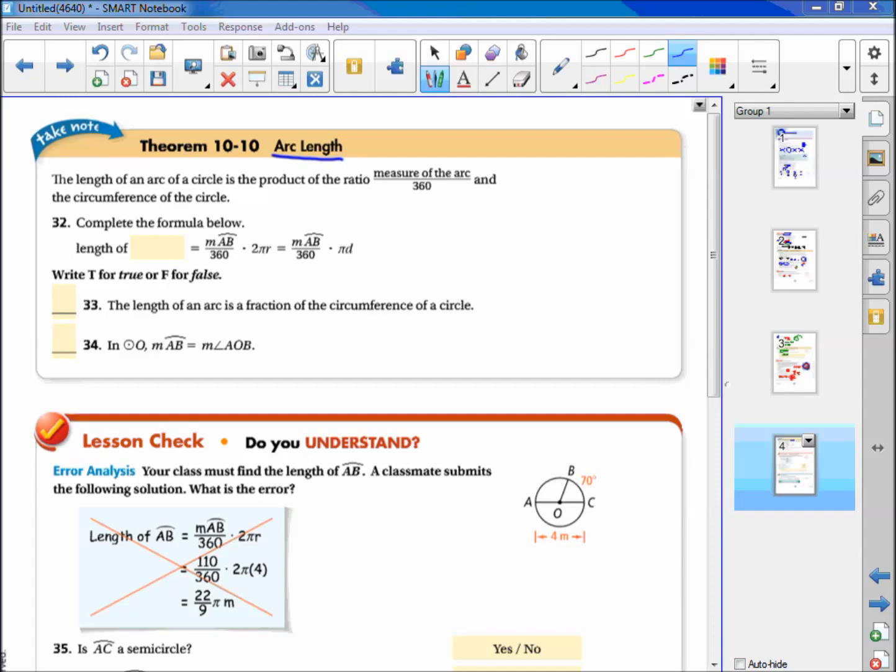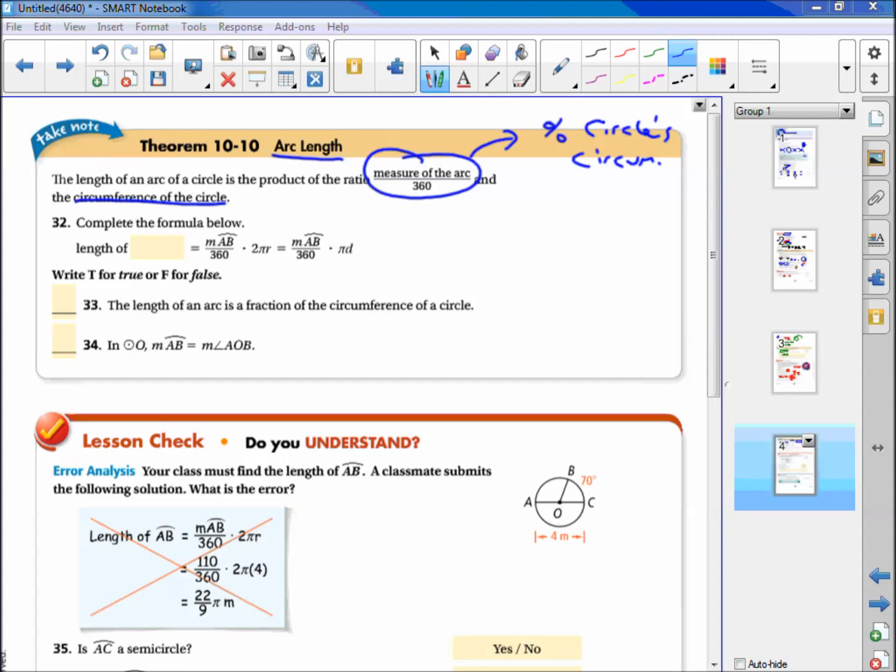So the length of the arc of a circle is the product of the ratio of the measure of the arc divided by 360. So this tells us what percent of the circle we want. And then we're going to times it by the circumference of the circle. So we take the whole distance around the circle, what part, and then we times that by the percentage of the circle that we want. Okay, so complete the formula below.